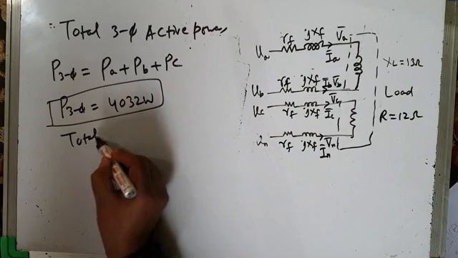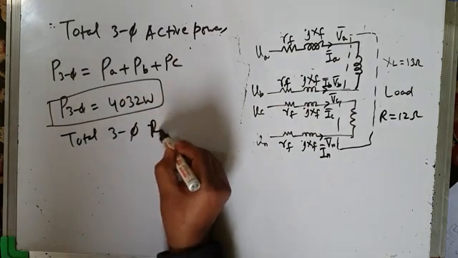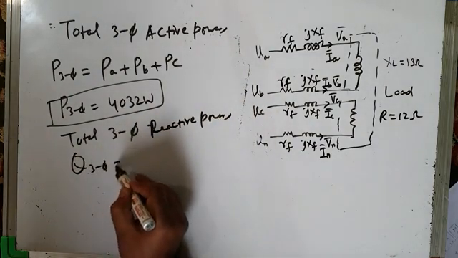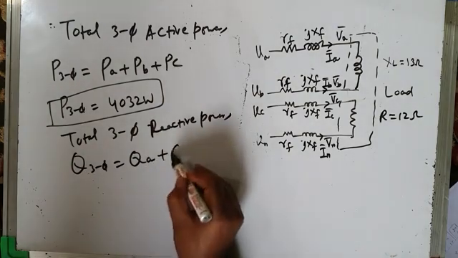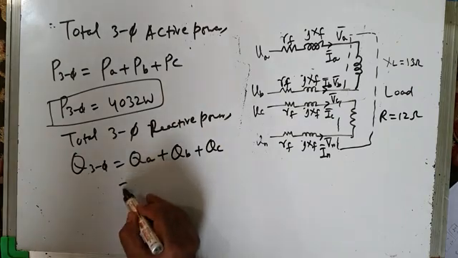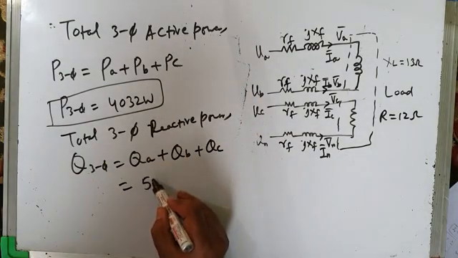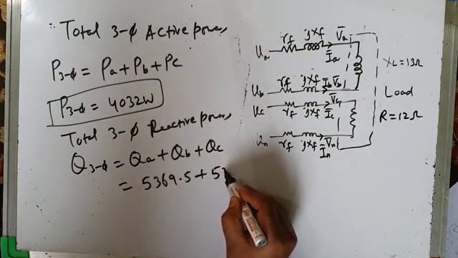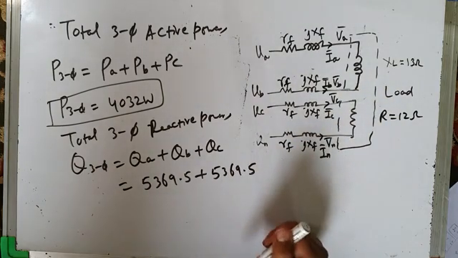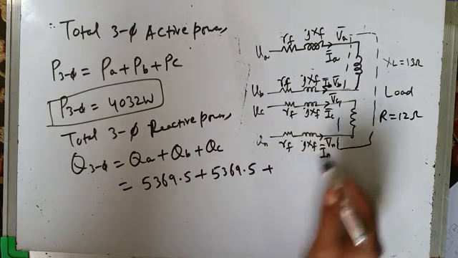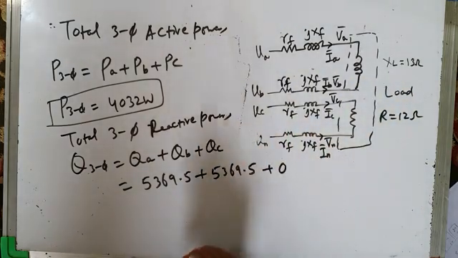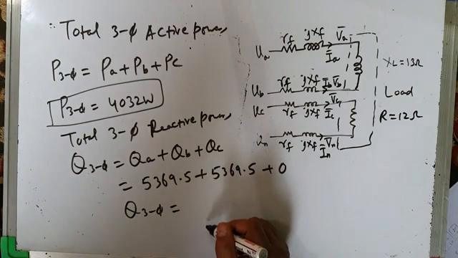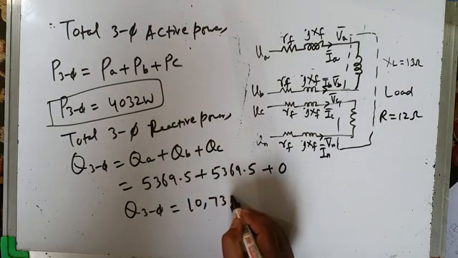Similarly, what is total three-phase reactive power? Total three-phase reactive power, Q three-phase, is equal to reactive power of phase A plus reactive power of phase B plus reactive power of phase C. What is reactive power of phase A? 5369.5, plus what is the reactive power of phase B? This is also 5369.5. Phase B also carries same amount of reactive power. And what is the reactive power carried by phase C? Phase C does not carry any reactive power. So that will give you total three-phase reactive power, which comes out to be 10,739 watts.